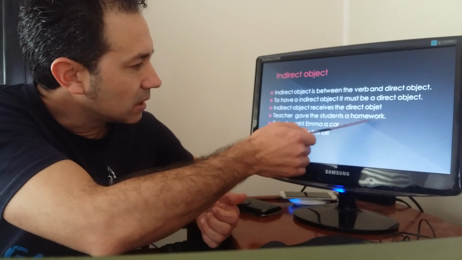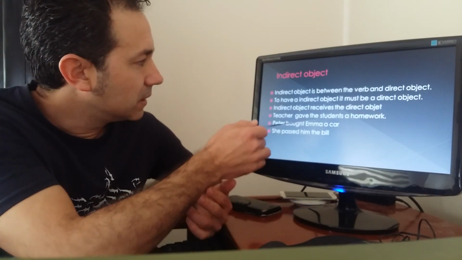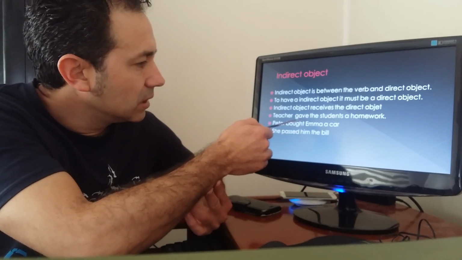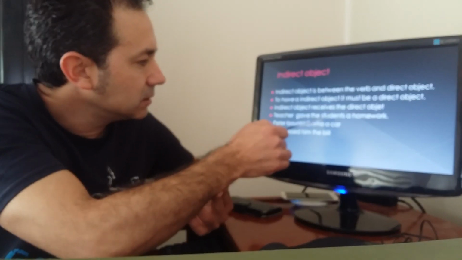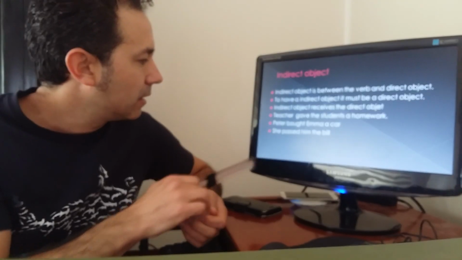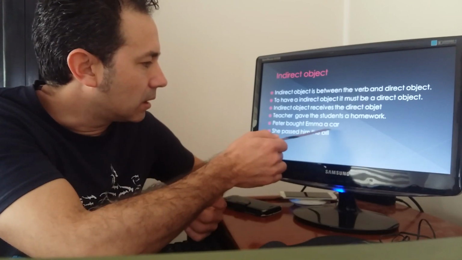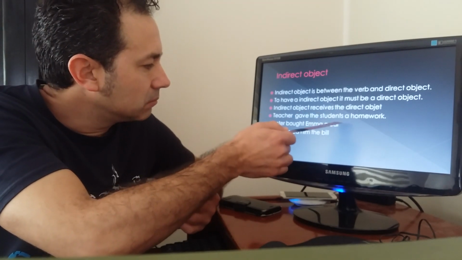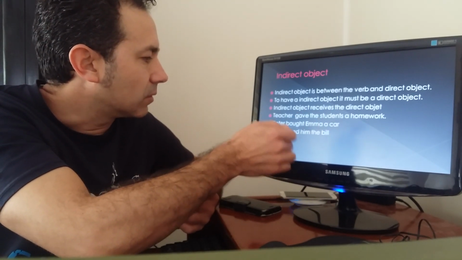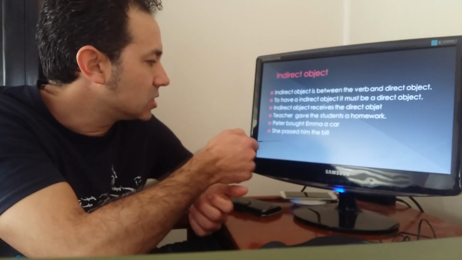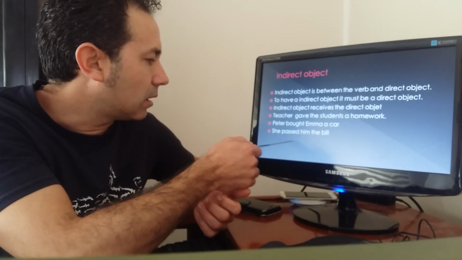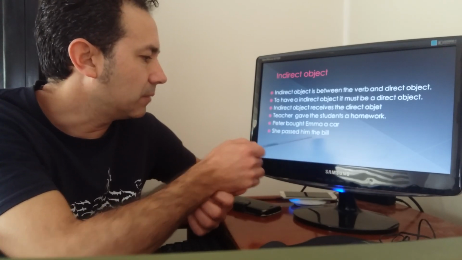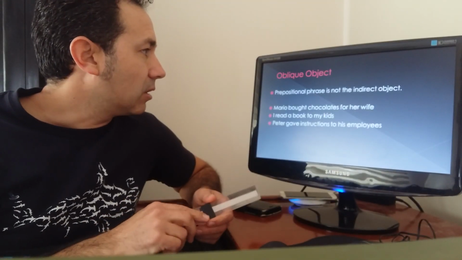Teacher gave the students a homework. Here we have the indirect object, the students, because the teacher gave a homework, the direct object, and the indirect object is the students. Peter bought Emma a car. Direct object: a car, because Peter bought what? Peter bought a car. For whom? For Emma. Okay? She passed him the bill. Passed what? The bill. For whom? For him. Okay?